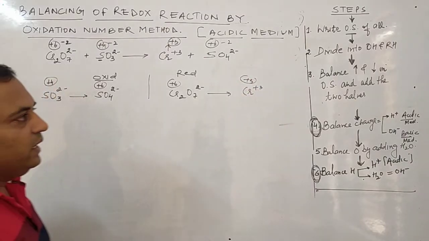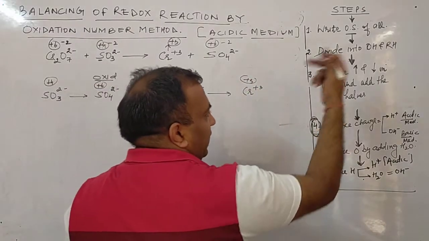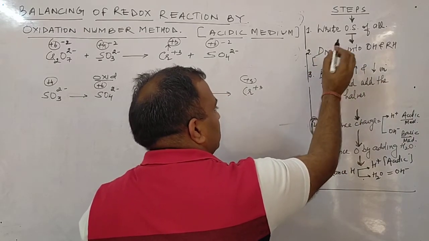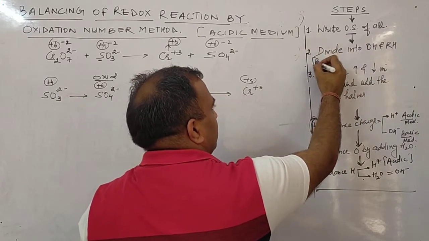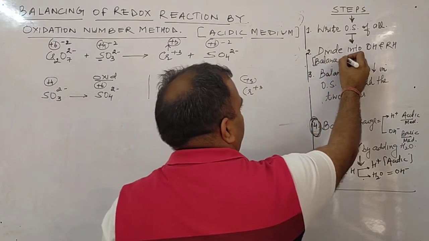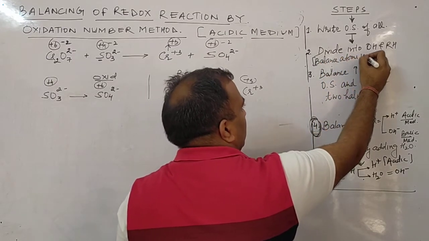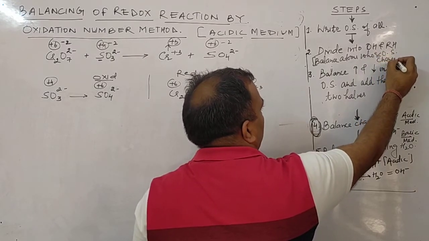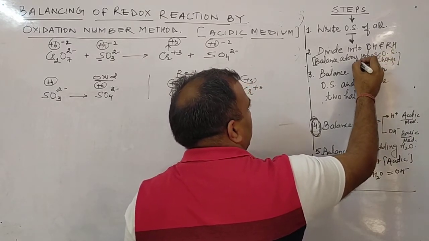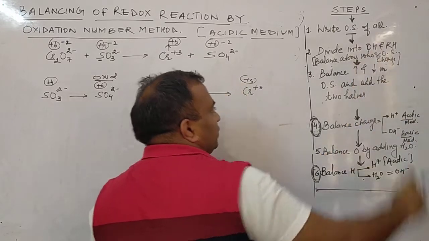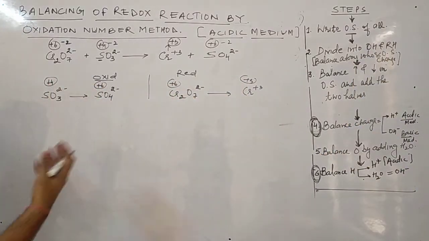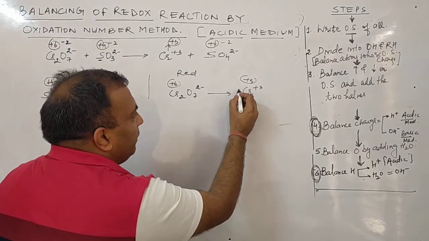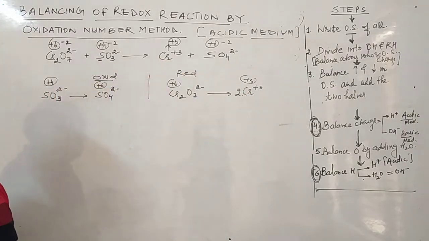So I have divided into oxidation and reduction half, and in this step we will add one more thing, that you can write: balance atoms whose oxidation state changes. Clear? This we will do in step number 2. अब देखिए स्टेट किसकी चेंज है. सल्फर, सल्फर इक्वल; क्रोमियम, क्रोमियम मेक इट 2. Step number 2 is complete.